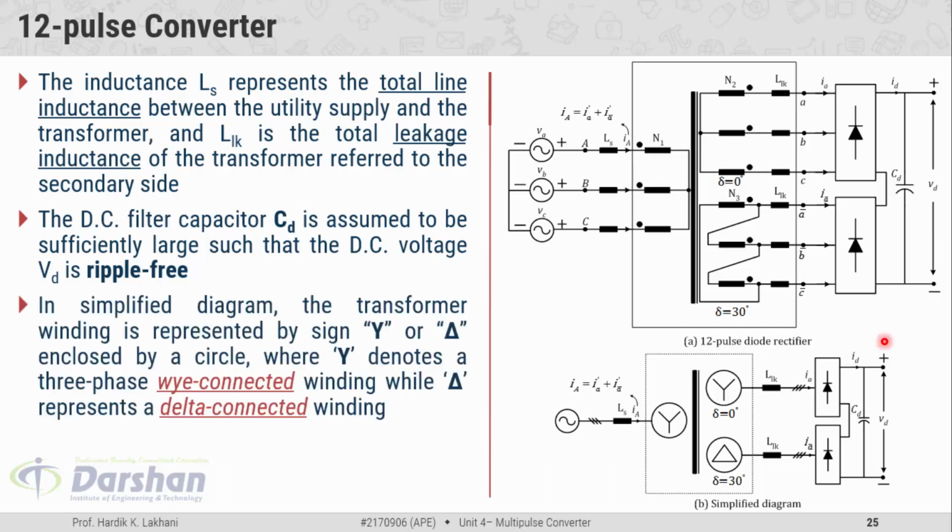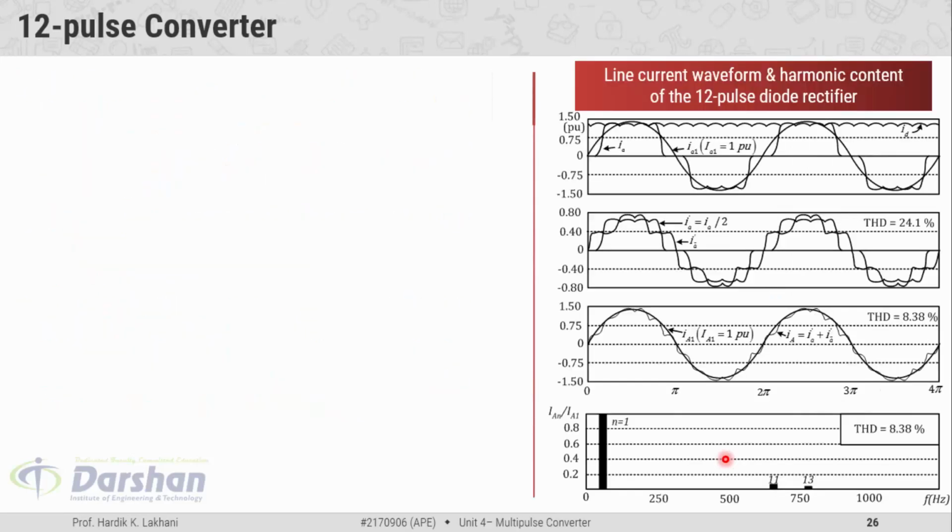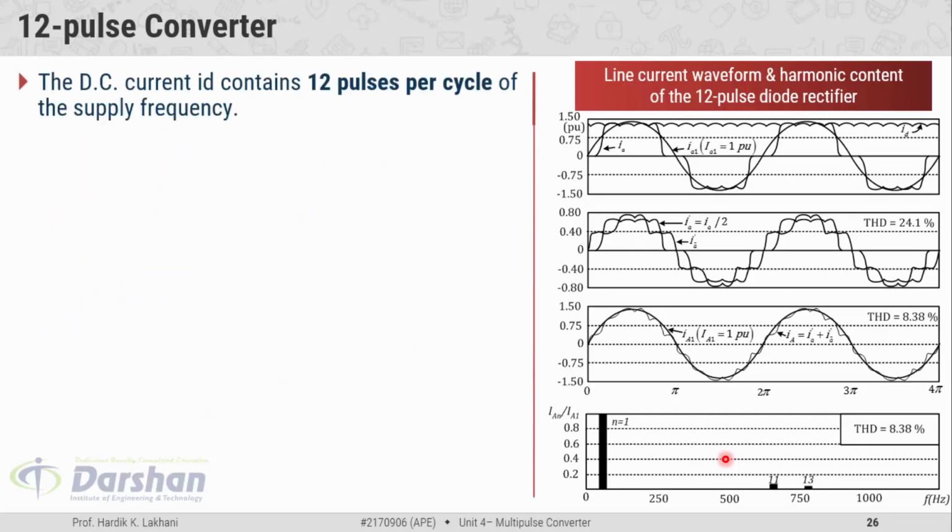In the simplified diagram, the transformer winding is represented by the sign Y or delta enclosed by a circle, where Y denotes a three-phase Y-connected winding and delta represents a delta-connected winding. Here is the harmonic analysis of the line current. The output of this 12 pulse converter contains 12 pulses per cycle of the supply frequency, which means the output has a total of 12 pulses within the duration of one cycle at the input side.